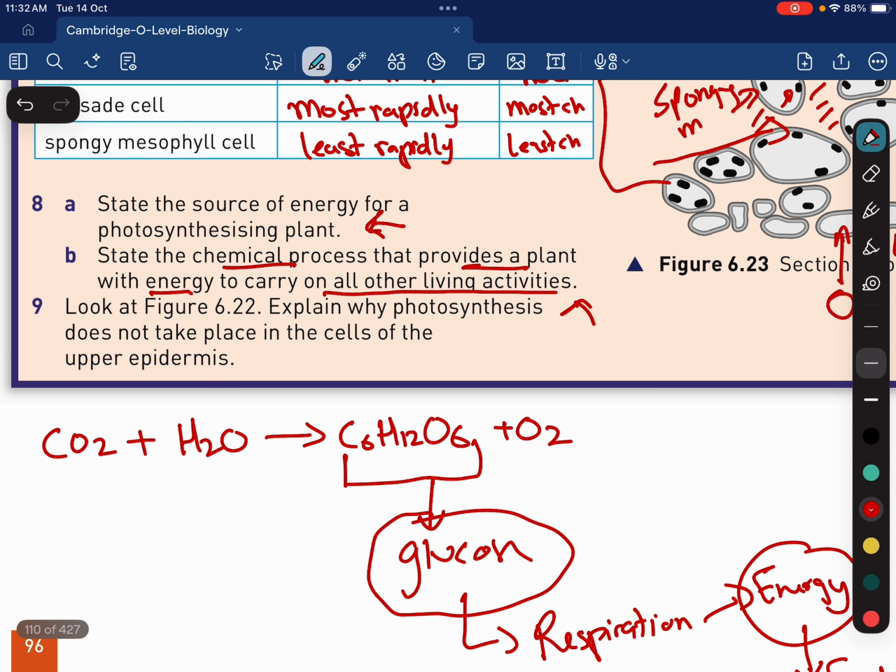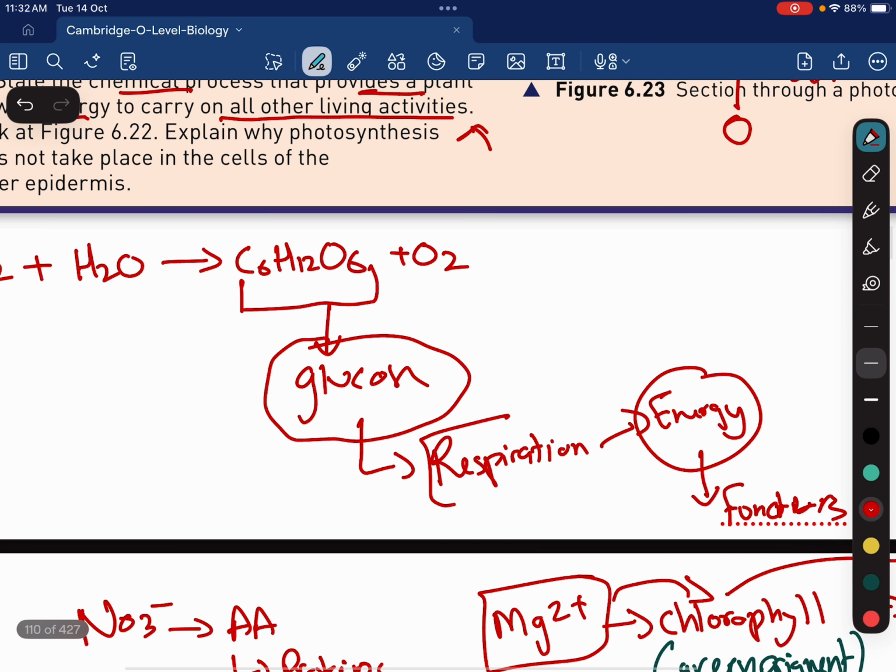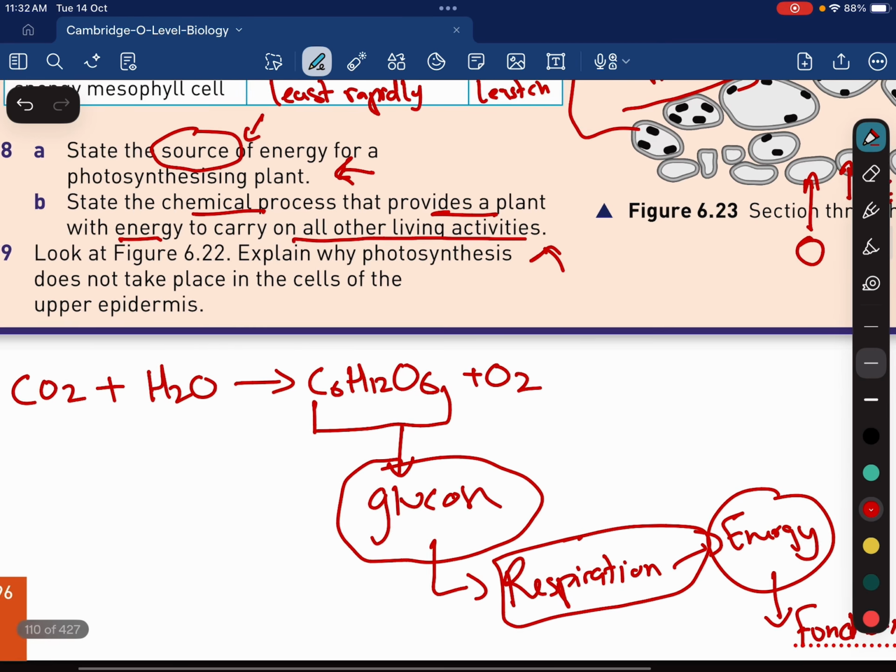You would want to think the chemical process might be photosynthesis, but photosynthesis provides the source of energy. It does not provide energy. Two different things. See, they're going to catch you off guard here. Question number 8 asks for the source of energy, that is glucose. Now they're asking which process gives us the energy. The process which gives us the energy is respiration. That's what gives us the energy.